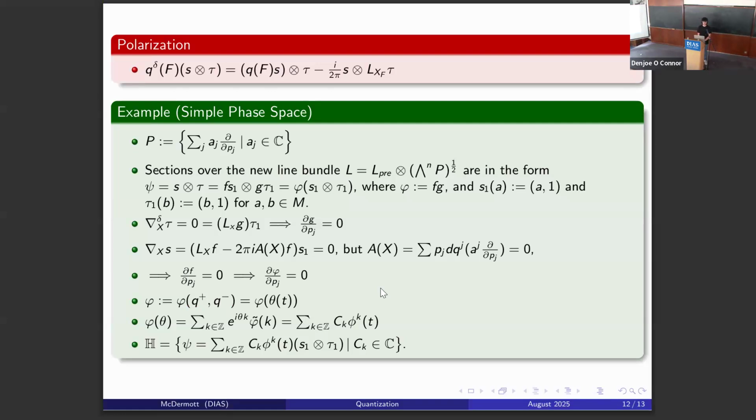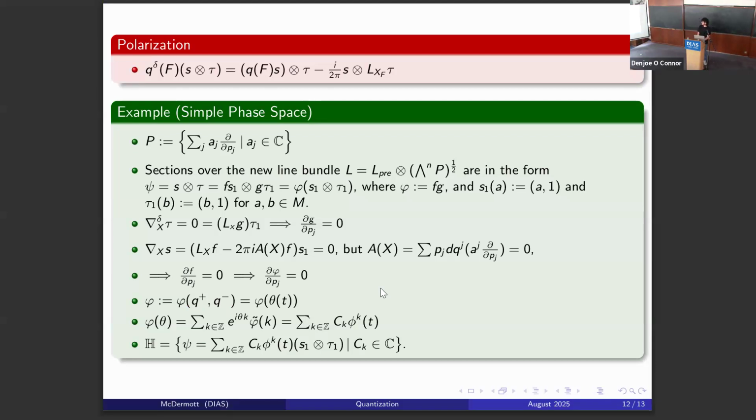So this is all very general, so it's a little bit easier to see with an example here. If we set our polarization to be the set of functions that only depend on, or the set of tangents based on our momenta, this is called vertical polarization.